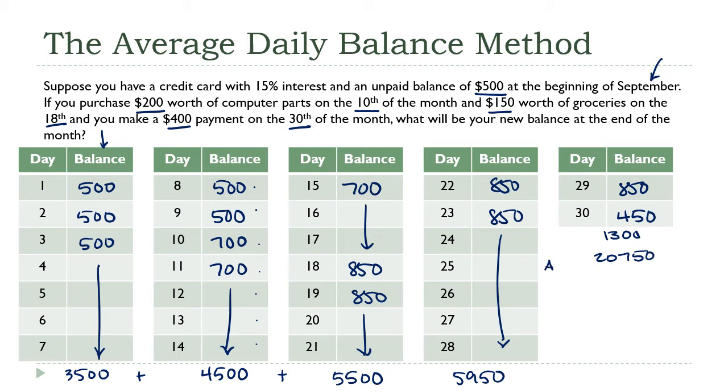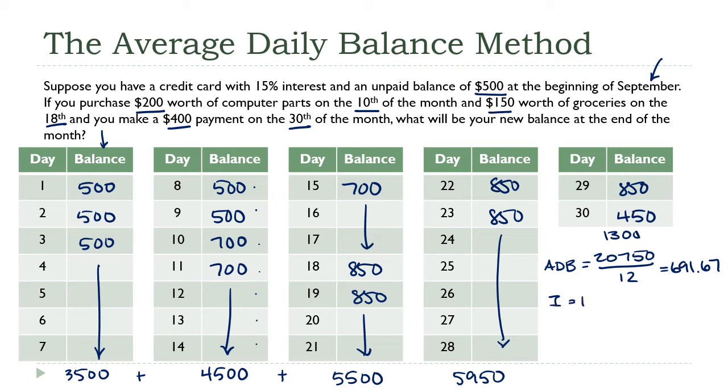20,750, and I want the average daily balance. So that is this total divided by, excuse me, I was slipping into months. It's that total divided by 30 because there were 30 days in the month. That is 691.67. So on average, I owe $691.67 every day.